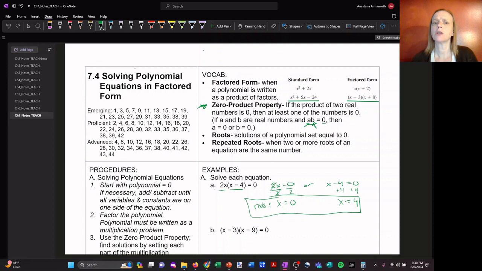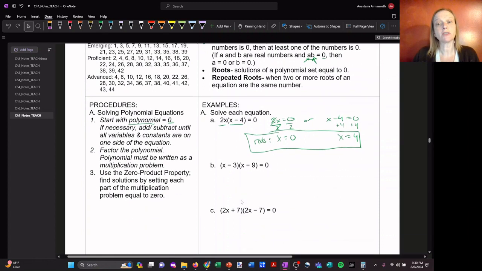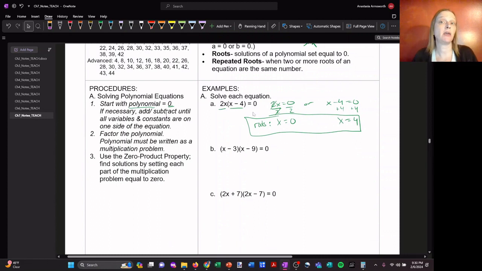So let's look at why this worked. We started with a polynomial equal to 0. If you don't have 0 on one side of the equation, then you need to add or subtract variables or constants as necessary to get 0 on one side of the equation and everything else on the other side. Eventually, we'll need to factor the polynomial ourselves, but today everything's going to be pre-factored for us. And then you just set each part of the multiplication problem equal to 0 and solve for x for each part of the multiplication problem.